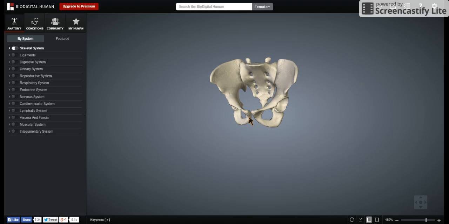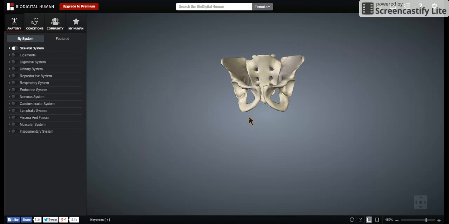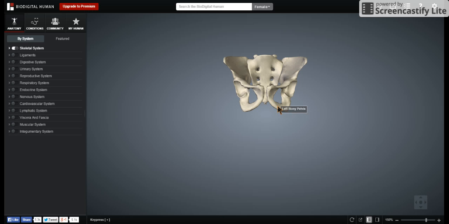The pubis bone, the pubic bone, has two rami, or ramuses. This is the main portion of the pubis. There's the superior ramus of the pubis and the inferior ramus of the pubis. The inferior ramus of the pubis fuses with the ischium. The combination of these rami makes the obturator foramen. Medial on this whole thing is the pubic symphysis.